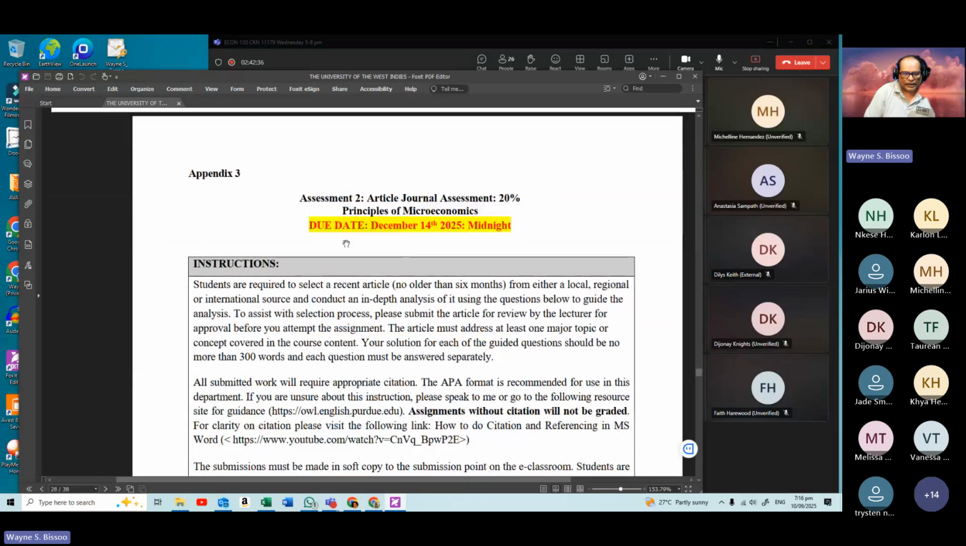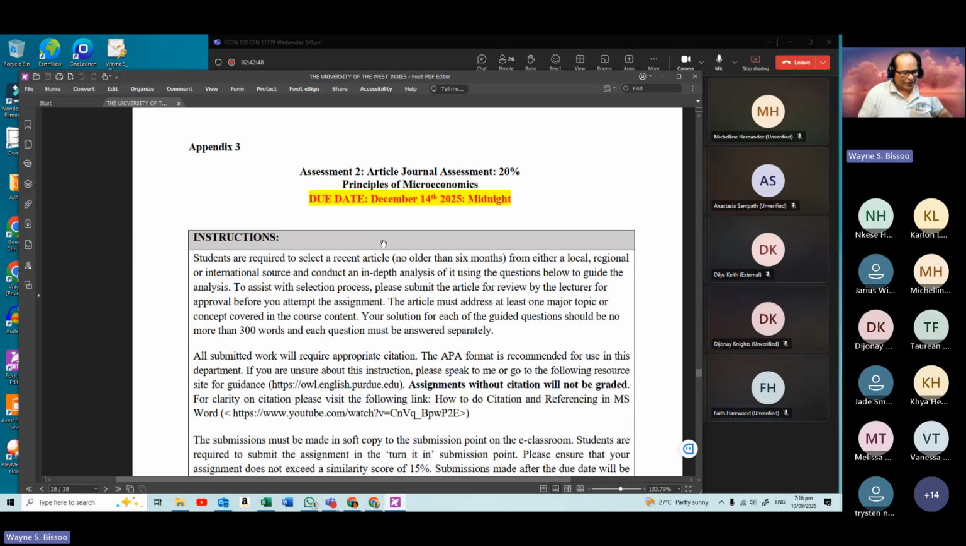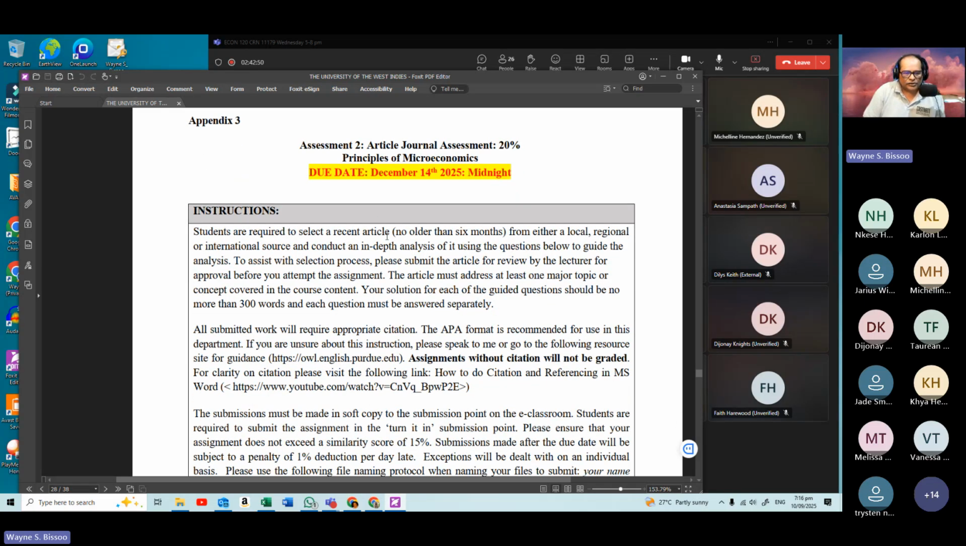This is the second assignment, assignment 2. This one is due December 14th. Now, this requires that we spend some time doing something other than reading what's in the class, because you are required as a student to retrieve an article from the newspapers or from magazines, online, or papers or wherever, either local, regional, or international, and conduct an in-depth analysis of it using the questions that are given below to guide the analysis.